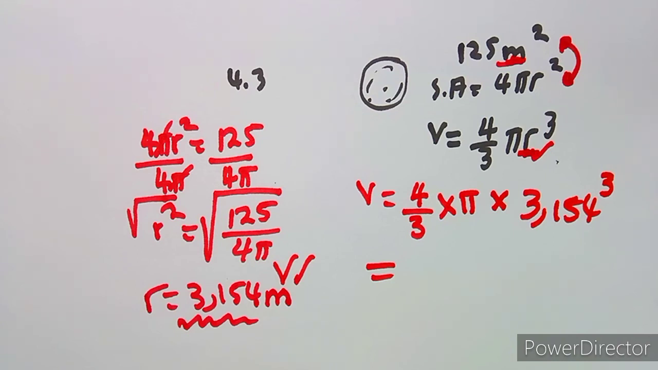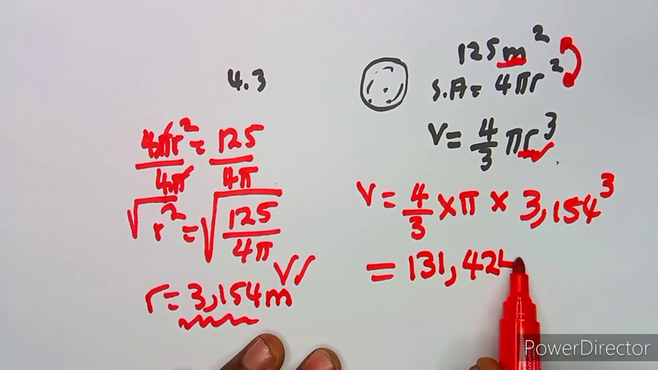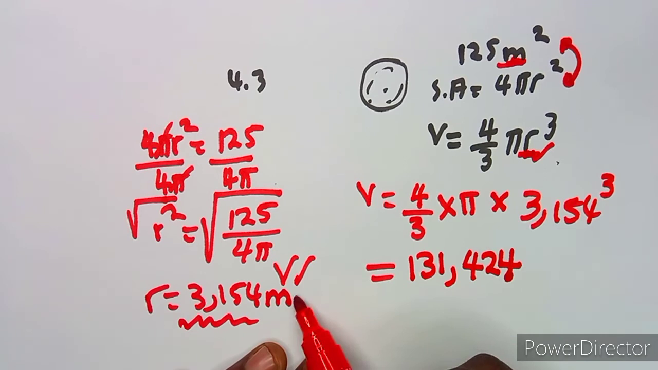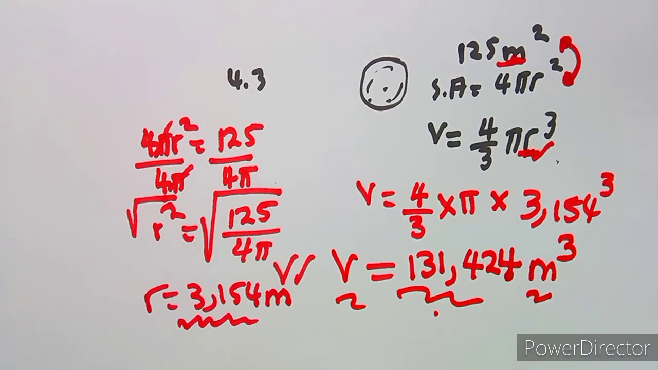So that is it, guys. That's what we are having. Applying the calculator and simplifying this, we're going to obtain something like 131,424, and these were meters, so this is going to be cubic meters. Remember, volume is measured in cubic units. So if it is meters, it is going to be cubic meters. If it is centimeters, cubic centimeters. If it is millimeters, cubic millimeters. But that is the concept of the volume. So that was the idea on this typical question that we had.